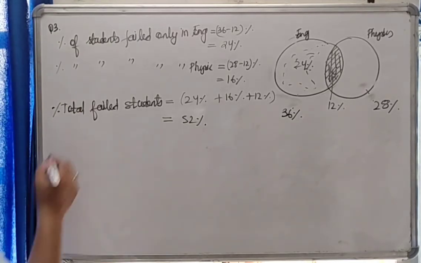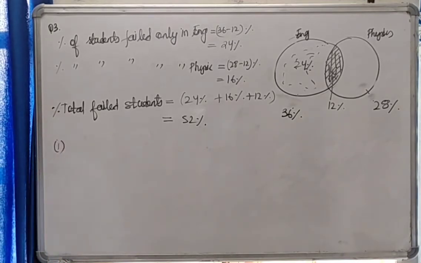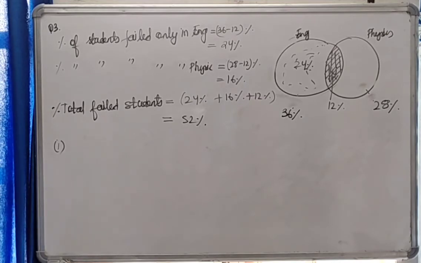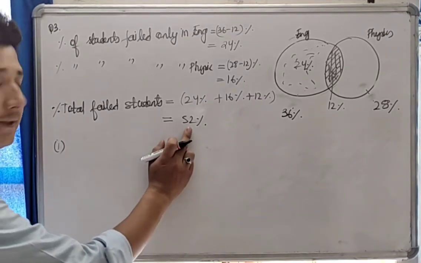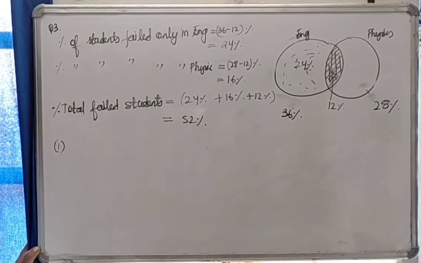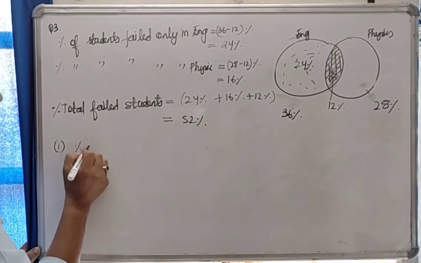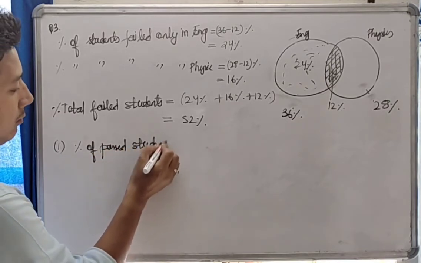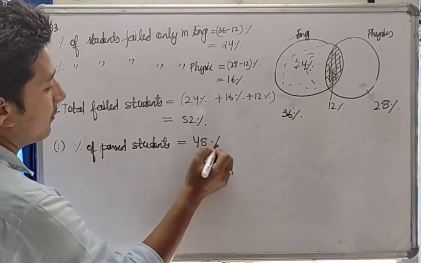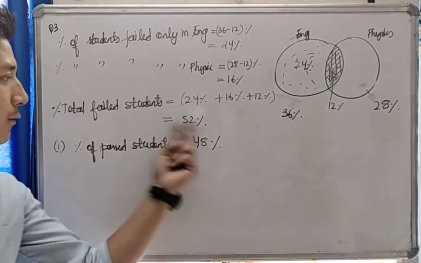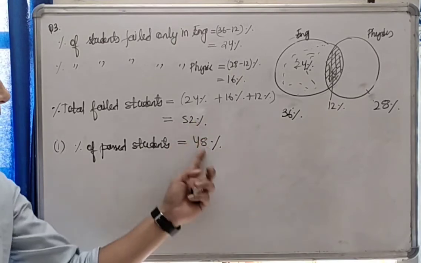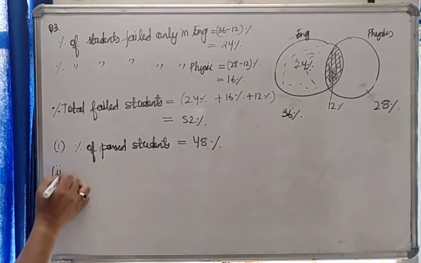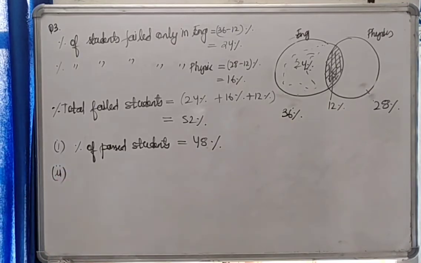Okay, so the first question for you is to find the percentage of passed candidates. If 52% of students have failed, then obviously 48% of students have passed. So the percentage of passed students is 48%. Because 52 failed, 48 passed, and the total gives me 100%. Am I clear? So this is answer number 1. Till here, please pause the video and note it down.